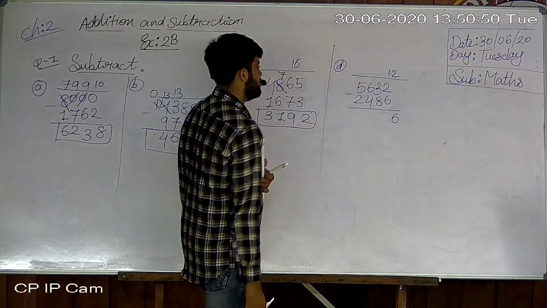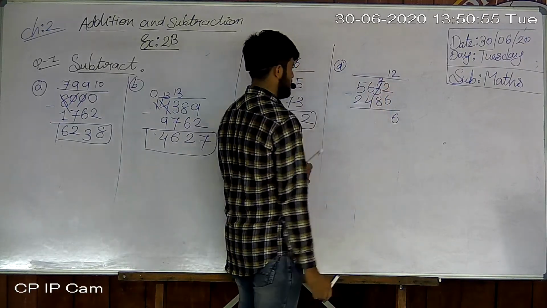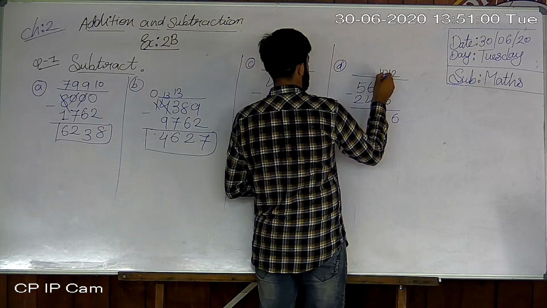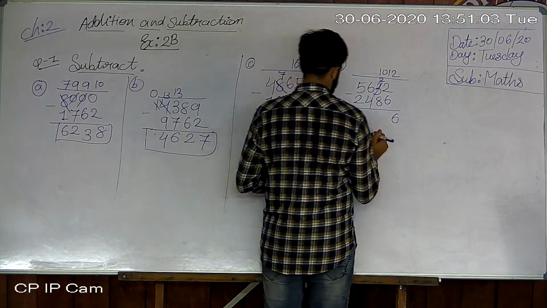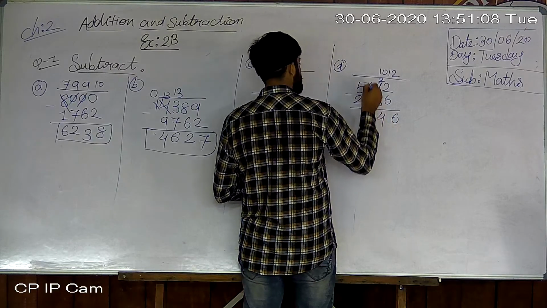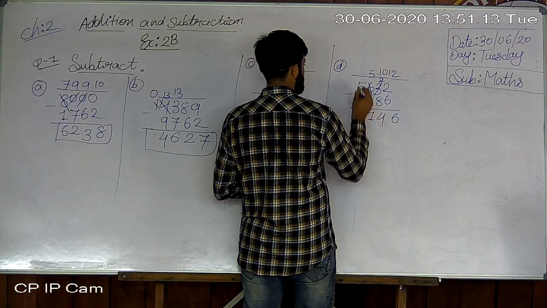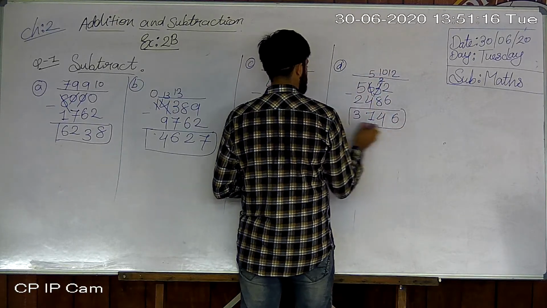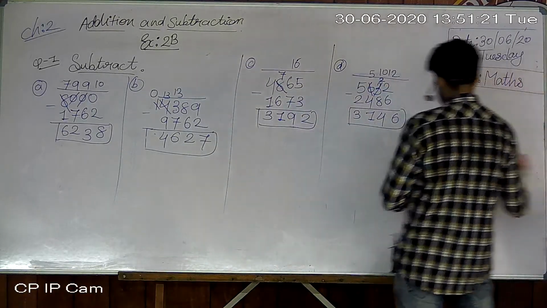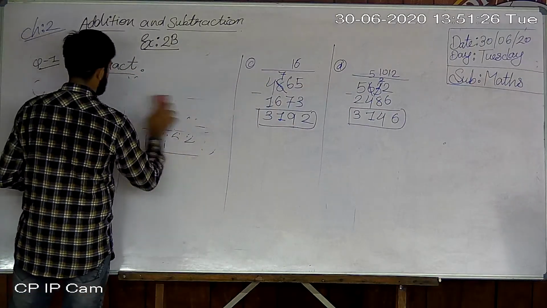Okay. So then further what are we doing? Cut the digit 3. So 2 minus 8 possible? No. So again we are taking the borrow. 10 plus 2, 12, 12 minus 8, so how many left? 4, and for the digit we are cutting 6, so here we are putting 5. 5 minus 4, 1. 5 minus 2, 3. So the answer is what here? 3,146. 3,146. Then question number E.